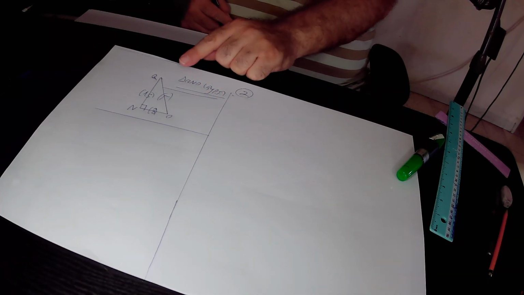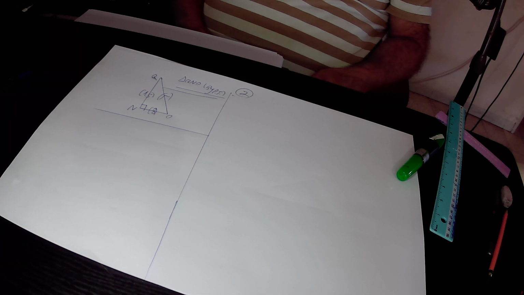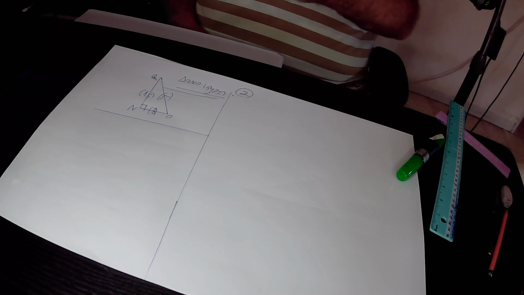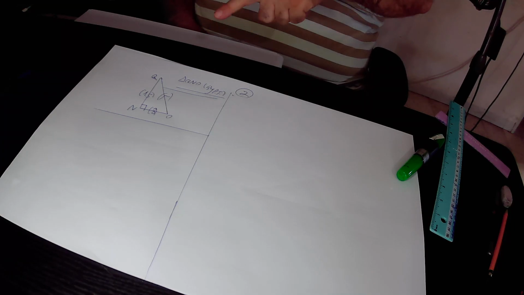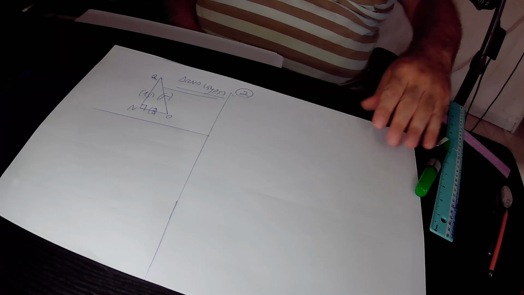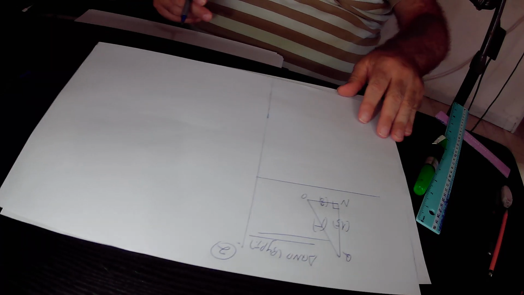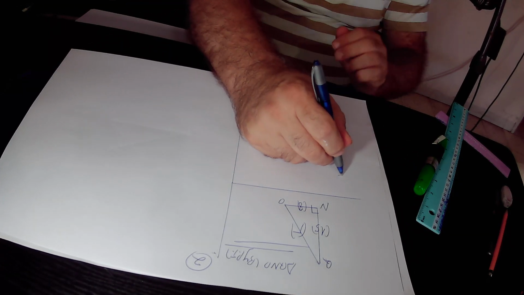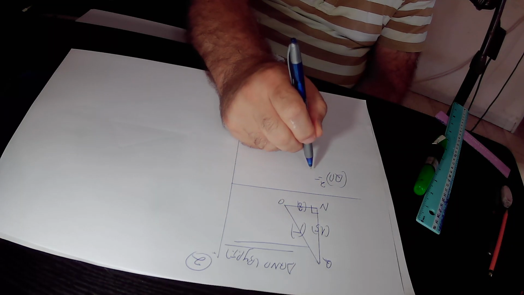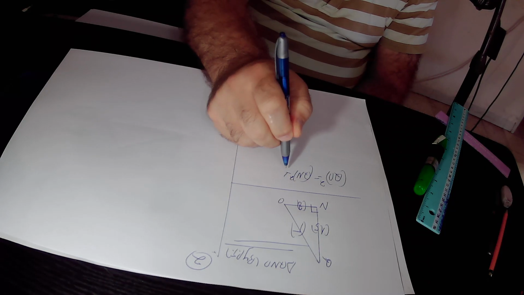So actually this is the right triangle QNO from the original drawing. In this right triangle QNO, according to the Pythagoras theorem, QO squared, that is the square of the hypotenuse, equals QN squared plus NO squared. So I write it down. QO squared, the square of the hypotenuse, equals QN squared plus NO squared.